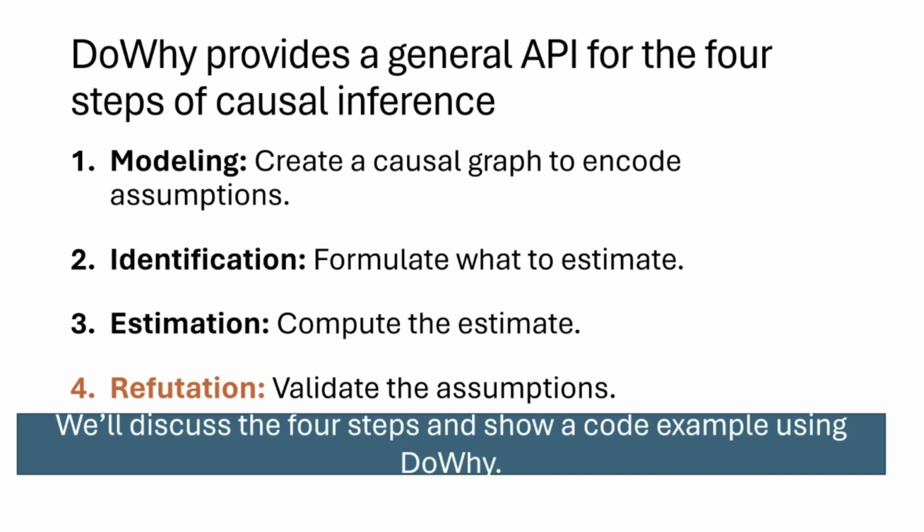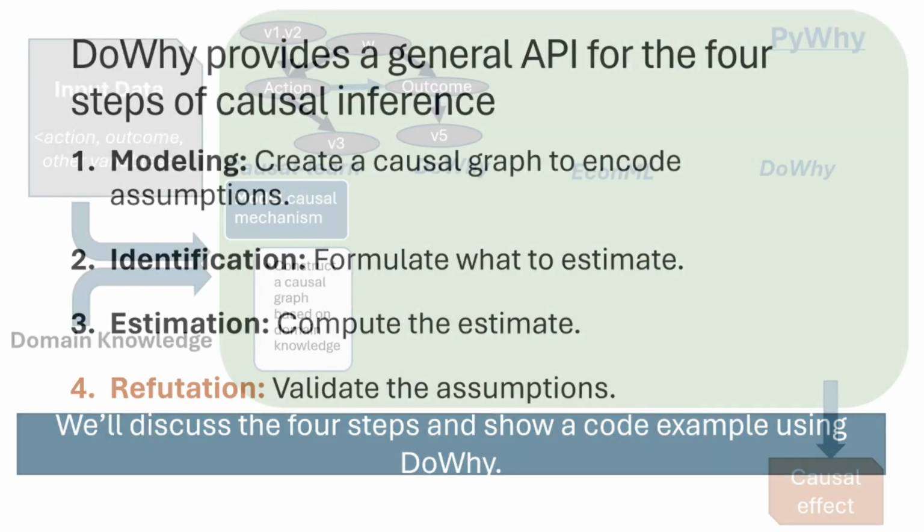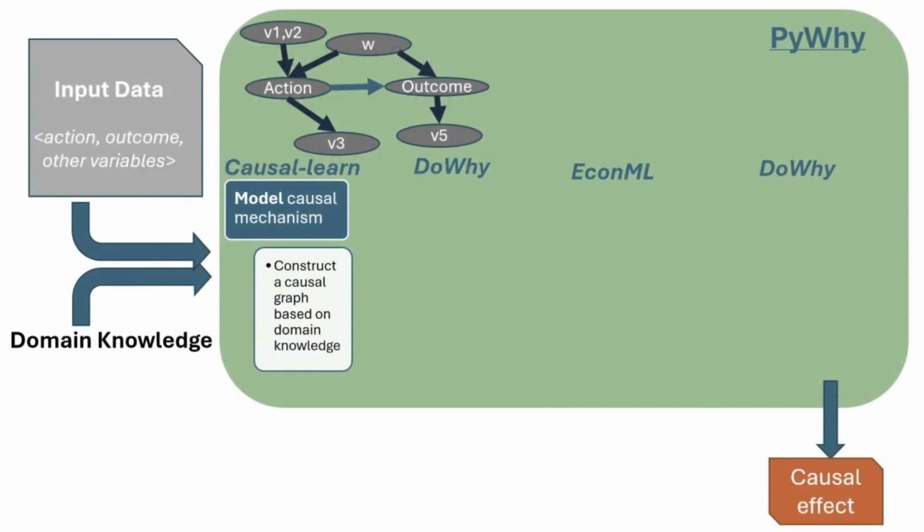So I'll just describe to you how we do modeling, identification, and estimation in the DoWhy API, but focus on refutation, because that's one piece we haven't touched so far, right? How do you validate what you got? So let's just break down the causal inference problem one more time, now in a more code-like format.